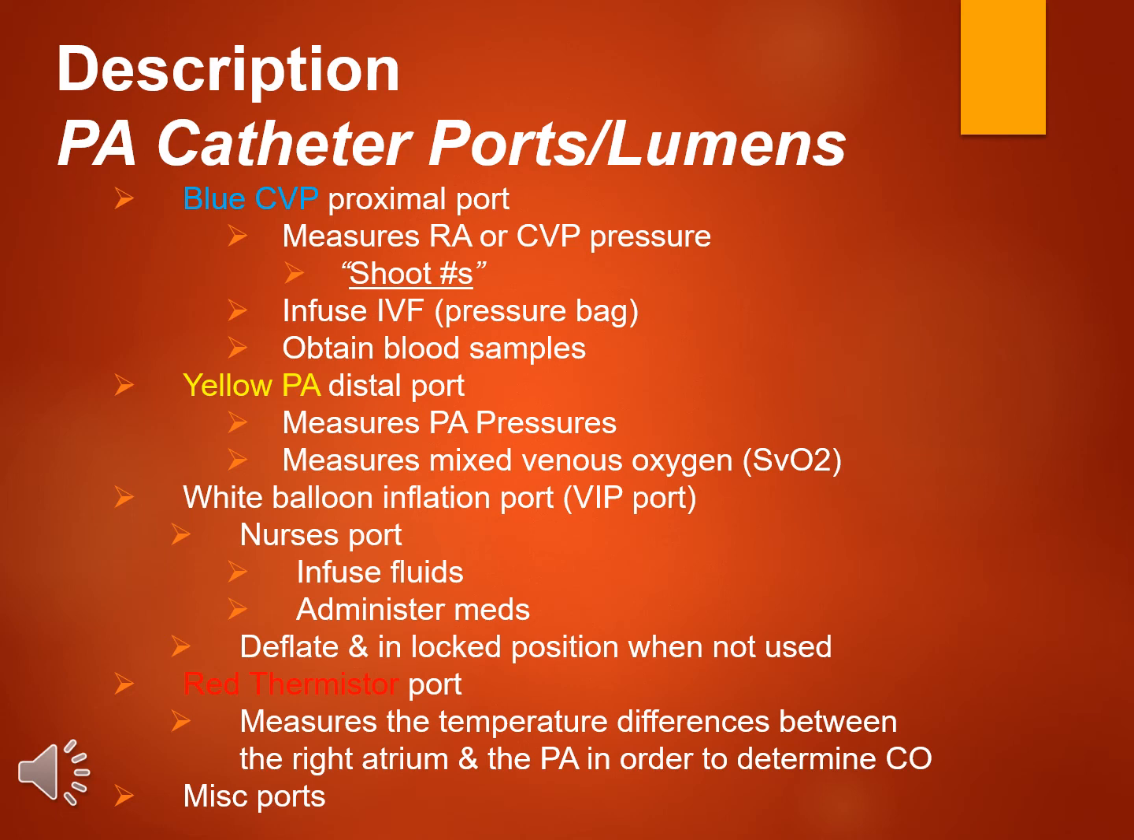The yellow port is the PA distal port. It measures pulmonary artery pressures. It can also check pulmonary artery wedge pressures, and it measures mixed venous oxygen, or SVO2. Our white balloon inflation port is our VIP port. This is the port that the nurses use. So remember, nurses wear white in the olden days, and the white port is the one we use. This is the port and the only port that we want to infuse fluids and also administer medications to. The nurses need to deflate and also make sure that it is in a locked position when it's not used.